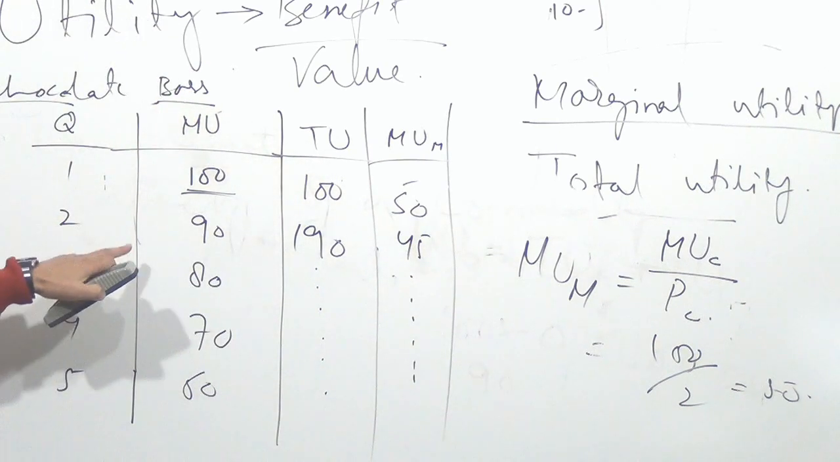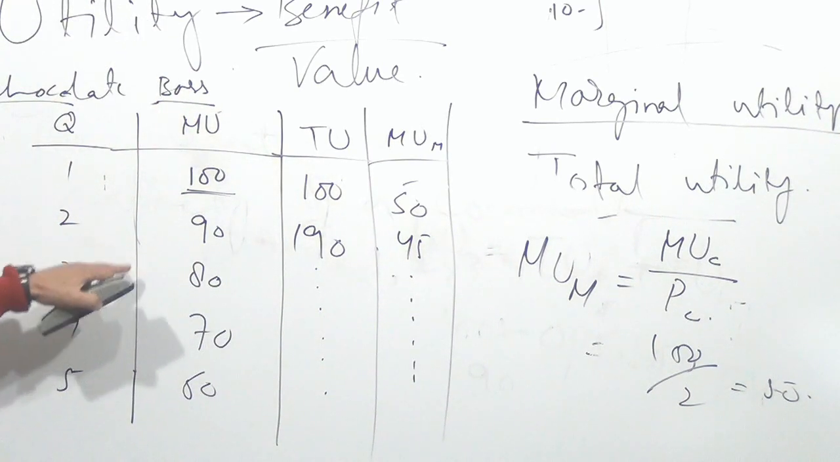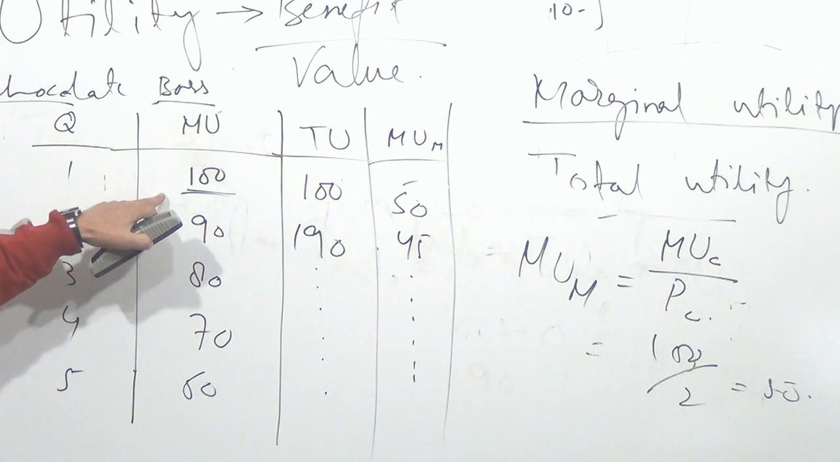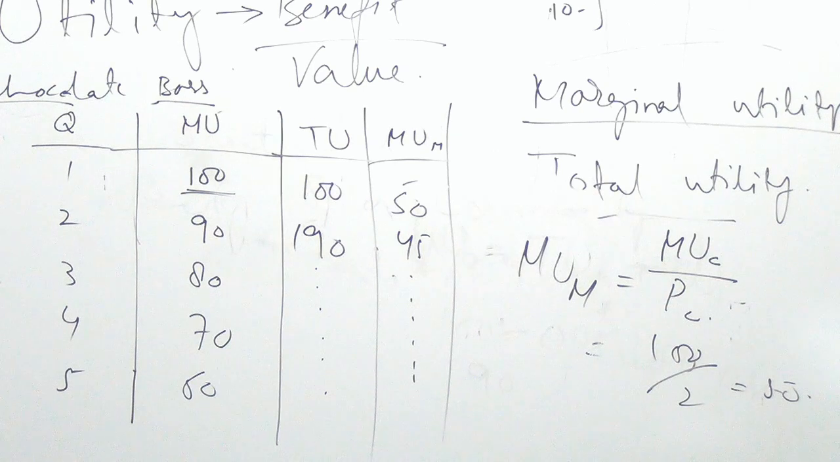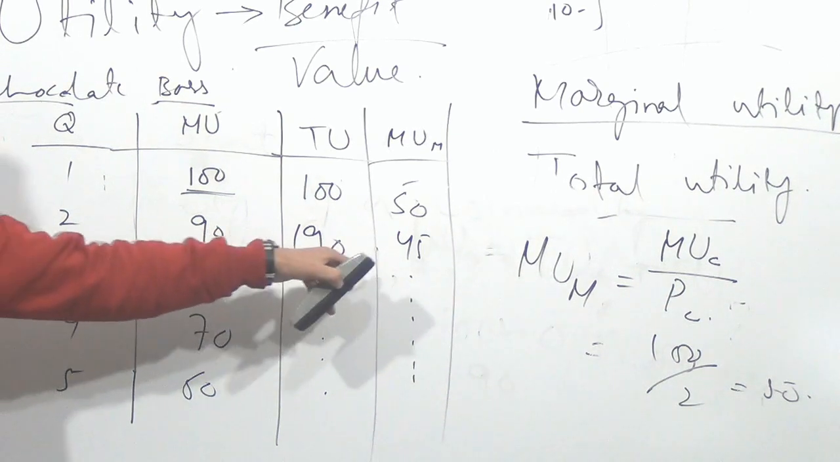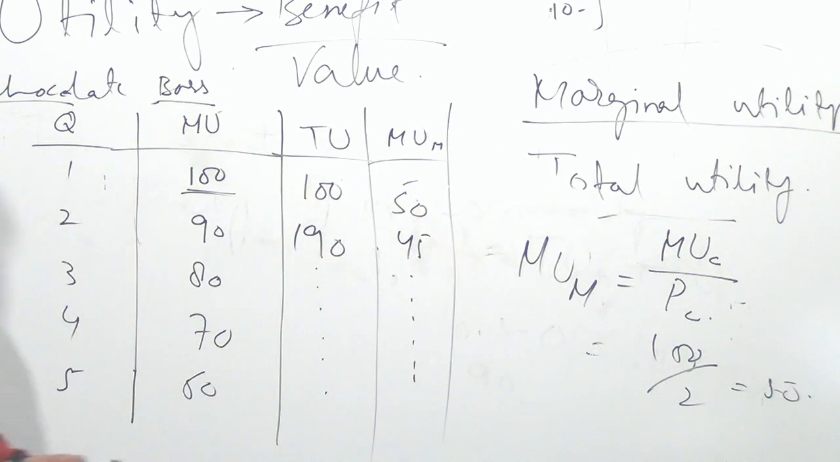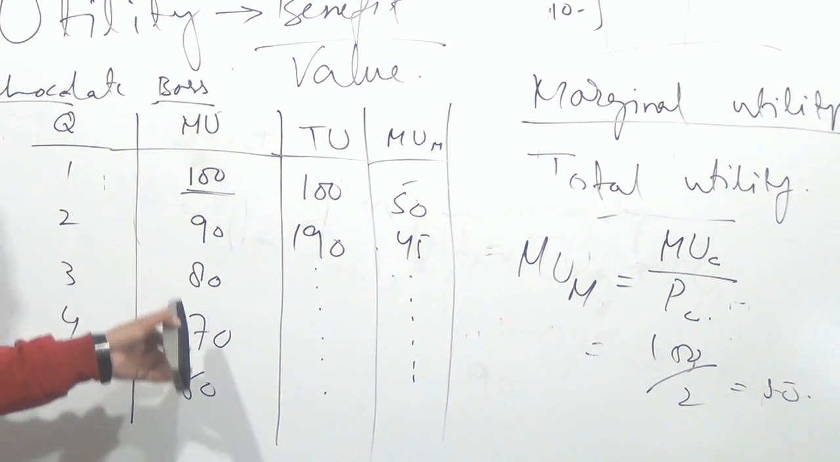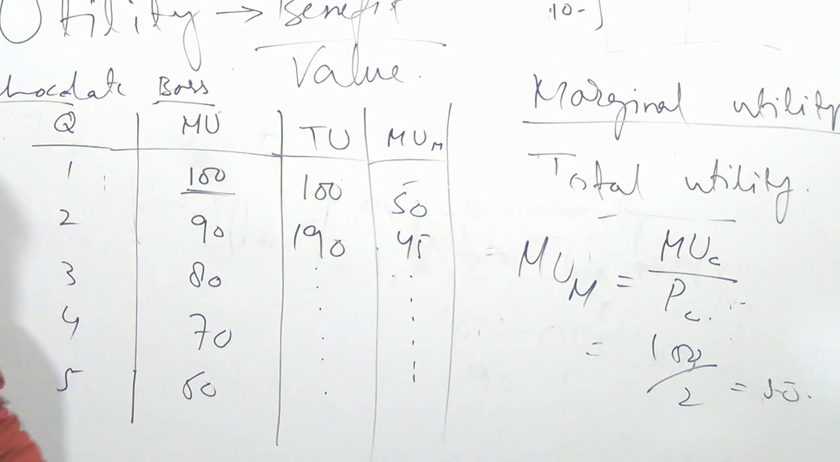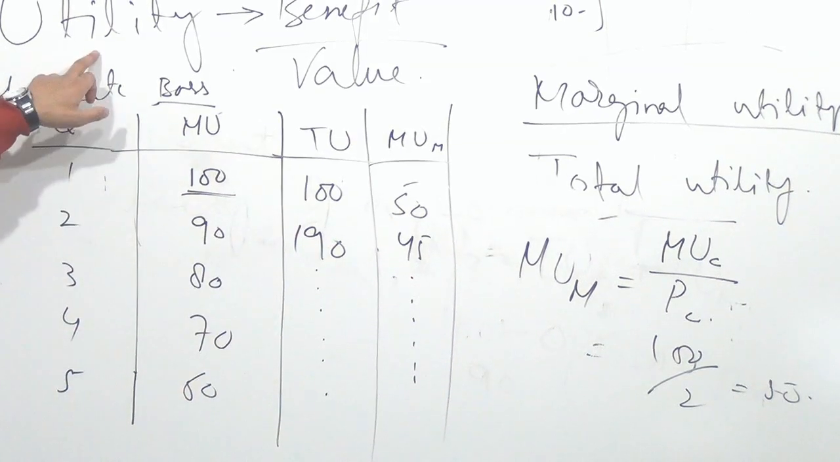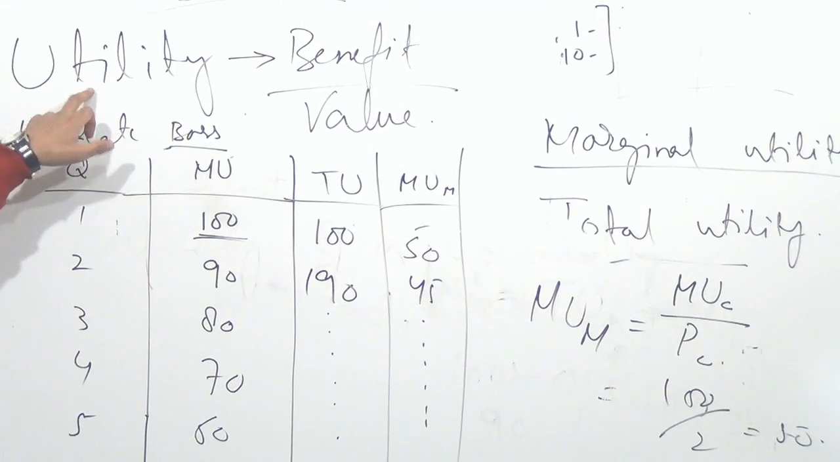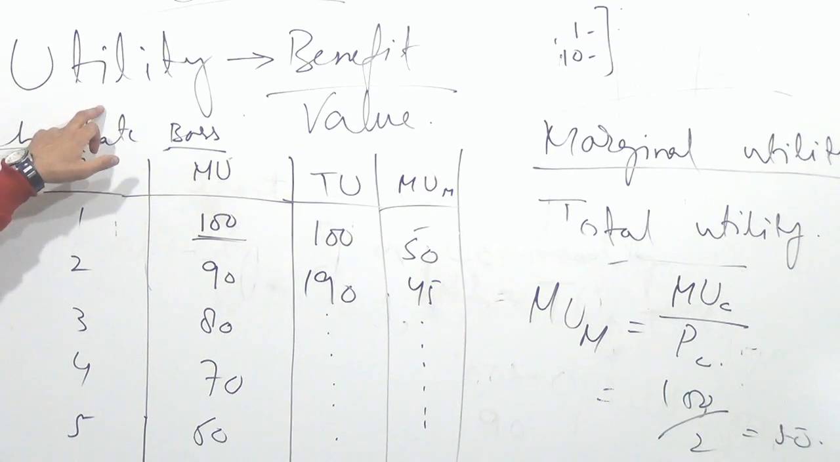That means I am getting the best bang for my buck. Every consumer wants to have the best out of the best. Every consumer wants to satisfy his utility, wants to satisfy his wants. That's why I started with utility, which is the want-satisfying capacity of a commodity.